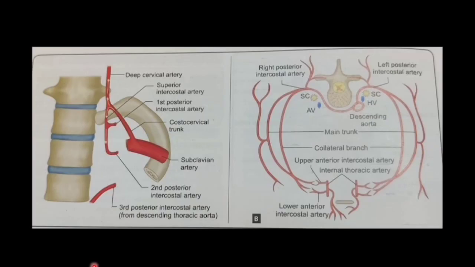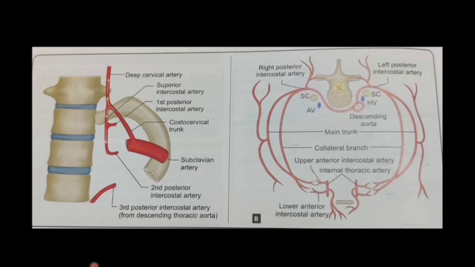Hello dear students. We already discussed the intercostal nerves. Now we'll have a short discussion on the intercostal vessels. So now we'll see the intercostal arteries. We know the intercostal vessels are arranged in the intercostal space. The arrangement is vein, artery and nerve.